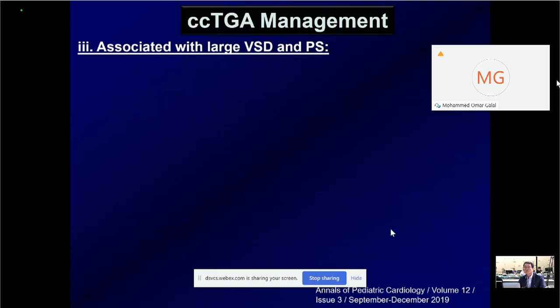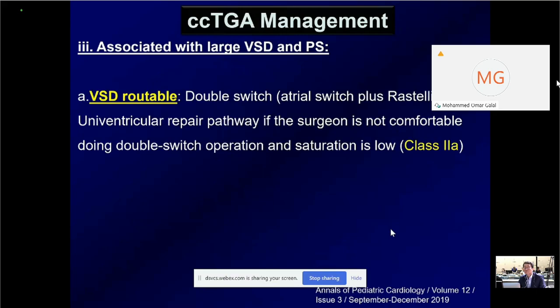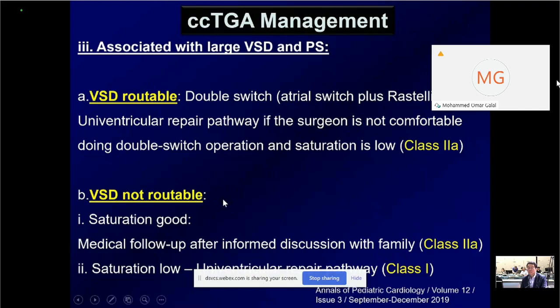Now, if we have corrected transposition with large VSD and pulmonary stenosis, like the hemodynamics of tetralogy of Fallot, in the case the VSD is rootable, so double switch plus Rastelli might be indicated, but if the surgeon is not happy with it, the univentricular track might also be the right thing to do. If the VSD is not rootable and saturation is good, in this case, probably it's better to wait and see and have a good discussion with the parents. While if the saturation goes low, let's say less than 70% at all times, probably the univentricular repair pathway is indicated.